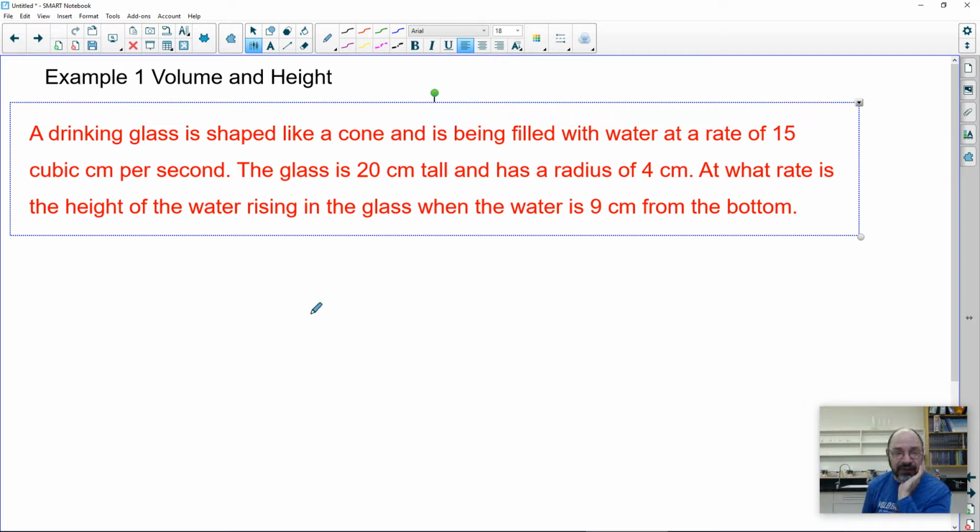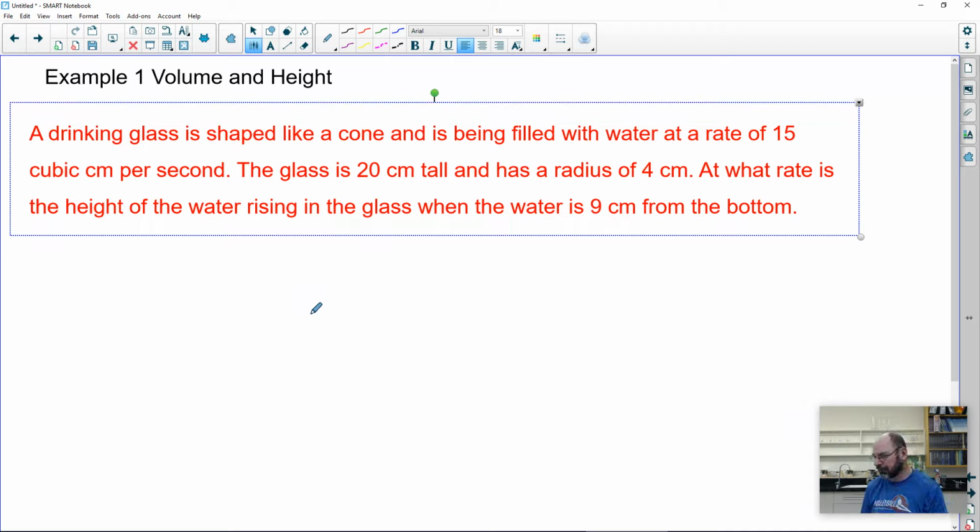Okay, so a drinking glass is shaped like a cone and is being filled with water at a rate of 15 cubic centimeters per second. The glass is 20 centimeters tall and has a radius of 4 centimeters. At what rate is the height rising in the glass when the water is 9 centimeters from the bottom?